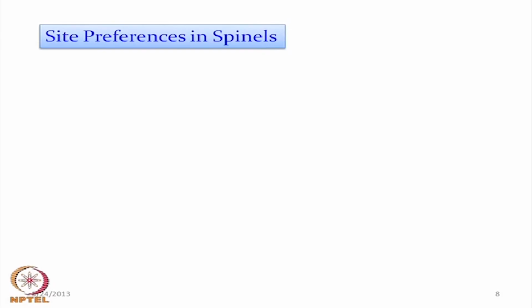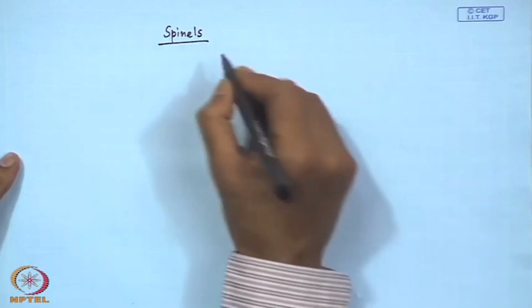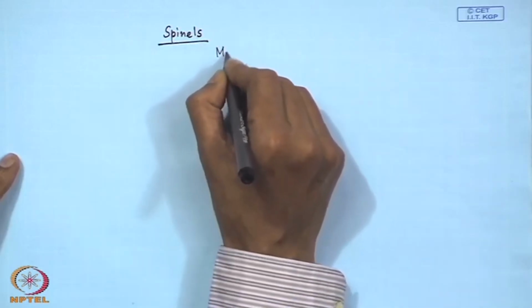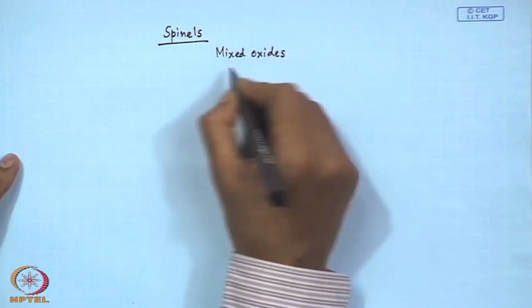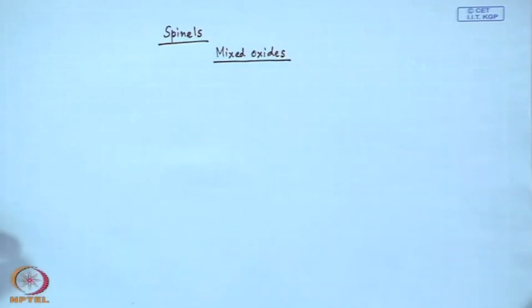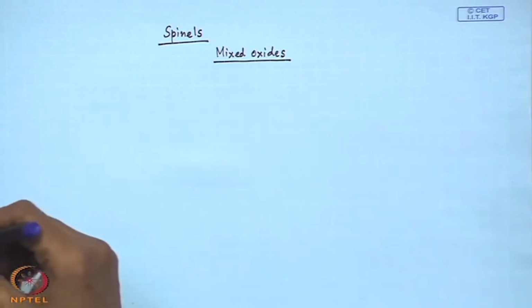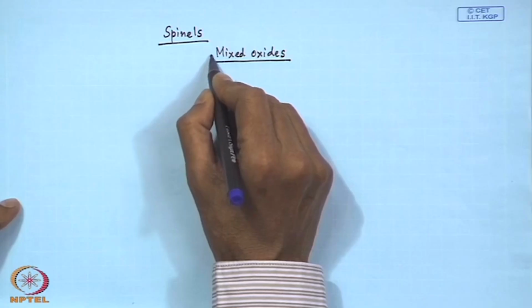Then we see some useful information related to some solid state structure which has a different name, what we call the corresponding spinels. So, these spinels are basically mixed oxides. How we treat these mixed oxides with regard to the corresponding preference for their sites, that is what we will be talking about.